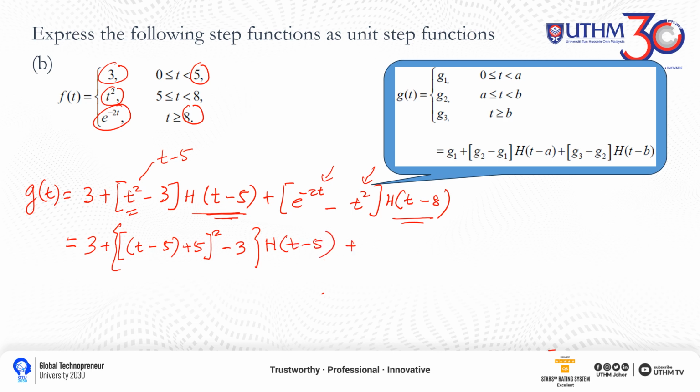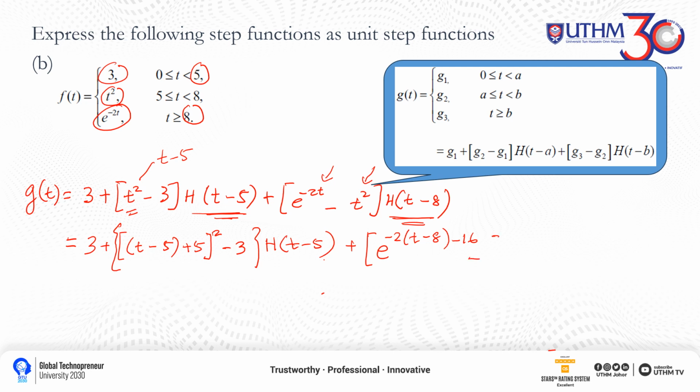For the second expression, exponent power of negative 2t. The t here also is substituted with t minus 8, which follows the expression of hash t minus 8. But if you look here, when you multiply in, you get exponent power of negative 2t plus 16. This 16 is an extra. It's not the same as the original, so we want to minus the 16 to get back the negative 2t only. Okay, minus with t squared.